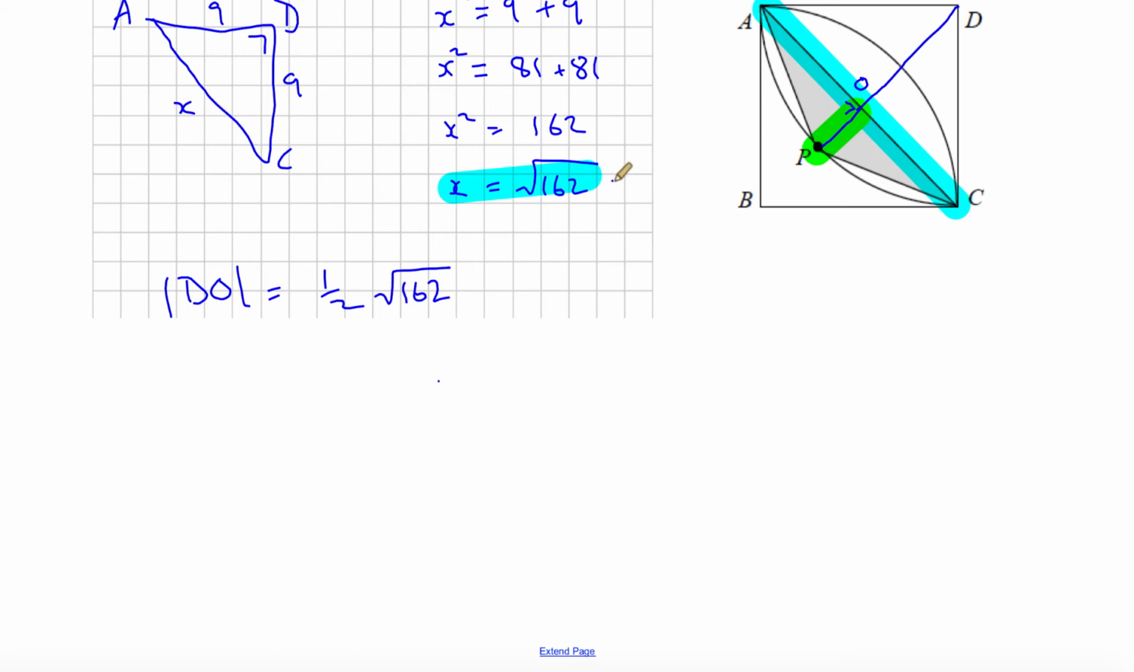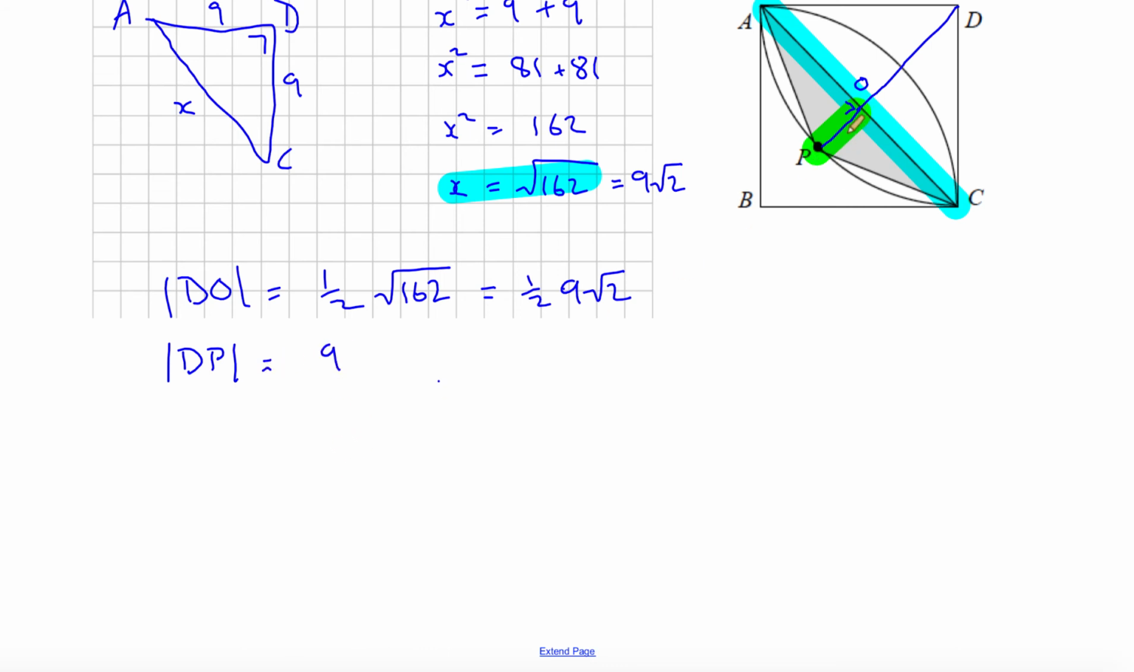And by the way, root 162 simplifies to 9 root 2 on the calculator. So it's half of 9 root 2. So that's D to O. And we know that D to P is actually just the radius of this arc, which happens to be the side, 9. So D to P is 9, the radius.